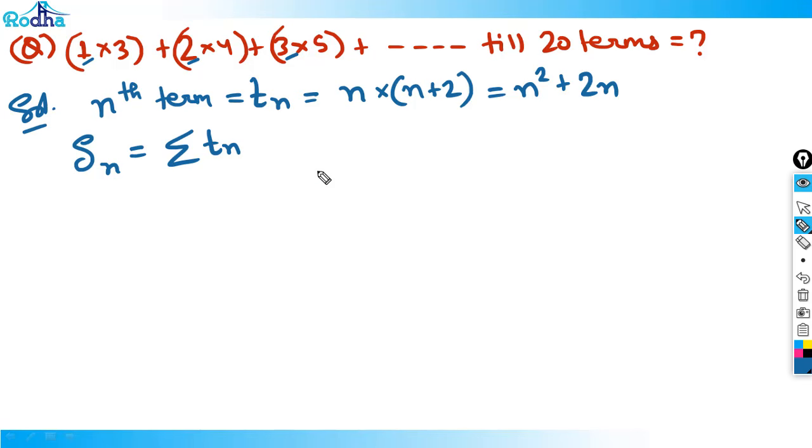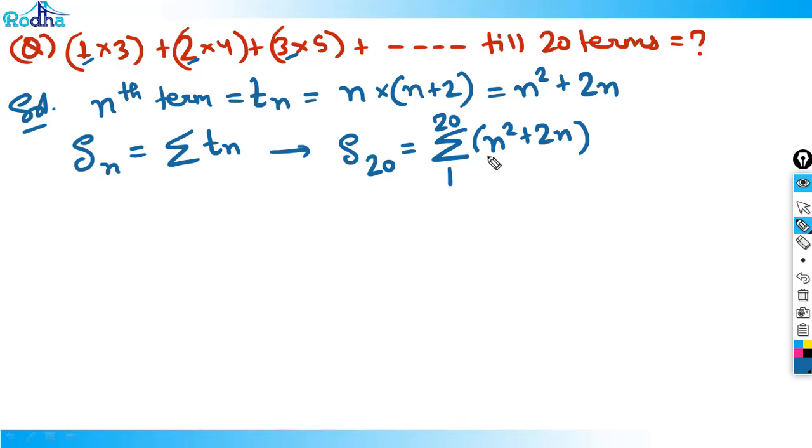Sn is equal to summation of Tn. That basically means that if I have to sum till 20 terms of this series, it basically means summation of 1 to 20 of n square plus 2n. This is the meaning actually, right? Understand it, right? So the sum of 20 terms is basically the sum of 1 to 20 of n square plus 2n.